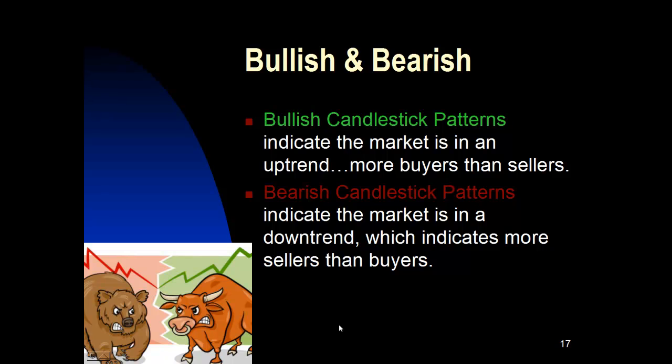So I know I just mentioned something about bearish. You've probably heard people talk about the bull market or the bear market. In the 80s and early 90s, the bull market was really good. A lot of people made a lot of money on it. Bullish and bearish is just simply the market's going up or down. Bullish candlestick patterns indicate that the market is in an uptrend, more buyers than sellers. This is usually a long term. And bearish candlestick patterns indicate the market is in a downtrend, which indicates more sellers than buyers.